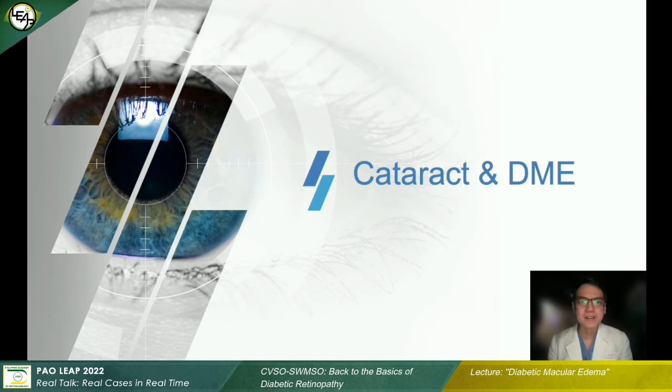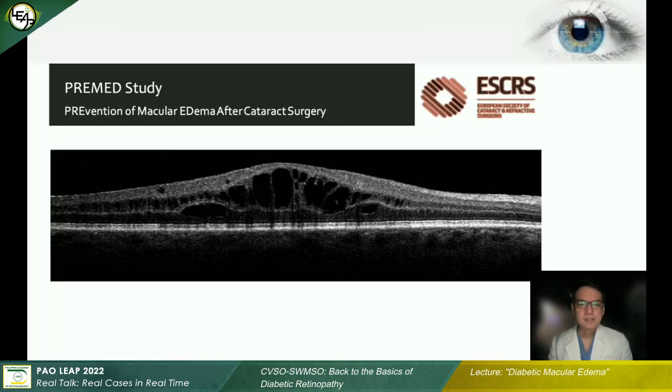After discussing diabetic macular edema in general, its accepted diagnostic and treatment modalities, let us now move on to a special topic of interest, which is cataract and diabetic macular edema. There are few studies that evaluate the relationship of the development of diabetic macular edema and cataract surgery. The European Society of Cataract and Refractive Surgeons recently conducted a study known as the PREMED study, or the prevention of macular edema after cataract surgery. The study outcomes paved the way for the first evidence-based clinical guidelines to prevent cystoid macular edema after cataract surgery in both diabetic and non-diabetic patients.